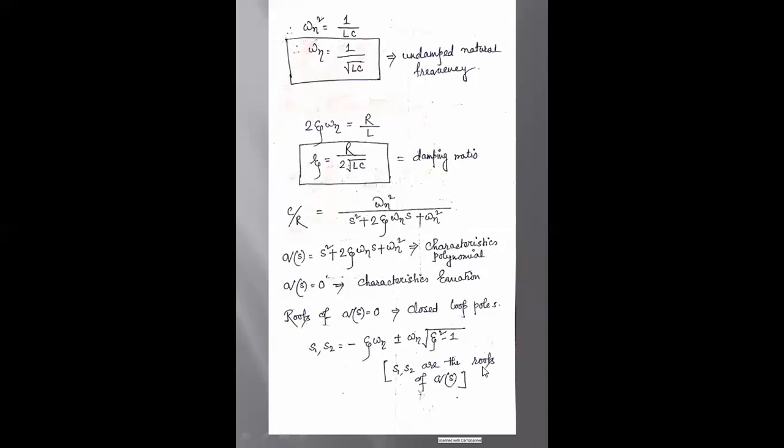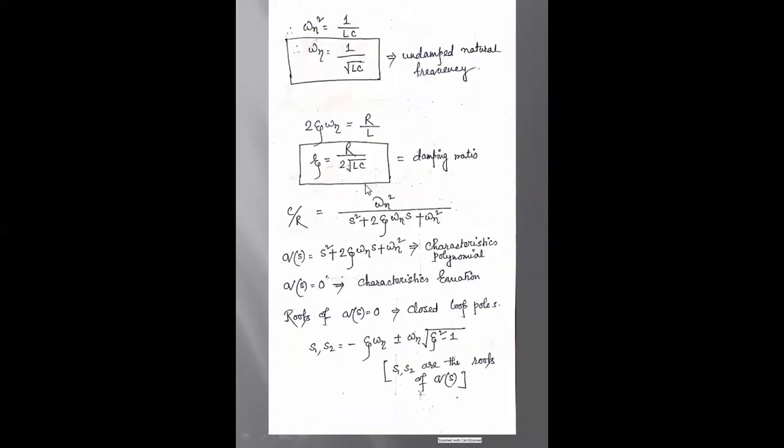But s1 and s2 are the roots of this equation, called Euler's characteristic equation. By comparing the series RLC circuit transfer function with the standard transfer function equation, we get omega n equal to 1 by root over LC, and 2 zeta omega n equal to R by L.